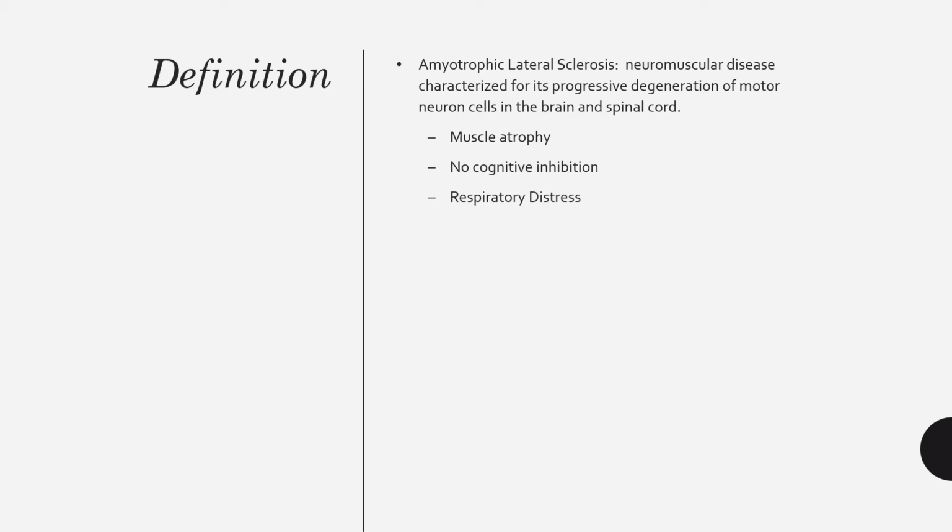With individuals with ALS, they have no cognitive inhibition. Everything's running just fine up in their noggins. It's just their bodies can no longer be controlled by them. And the respiratory distress can be offset with a tracheostomy, but we'll go over that later.